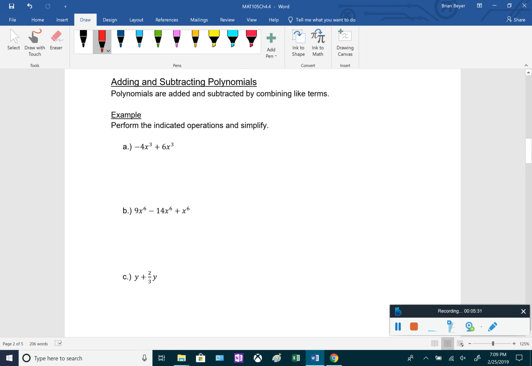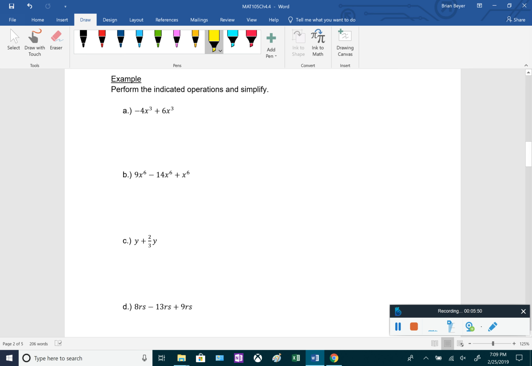Okay, so let's get into adding and subtracting. So for adding and subtracting polynomials, we technically already know how to do this. We do this by just combining like terms. So hopefully we remember what like terms are. Like terms are just terms that have the same variables raised to the same exact exponents. So let's do these examples.